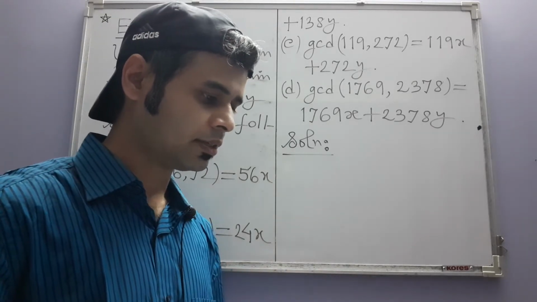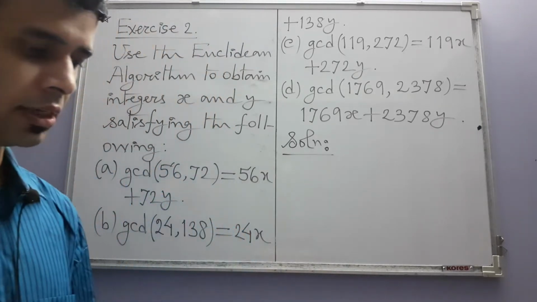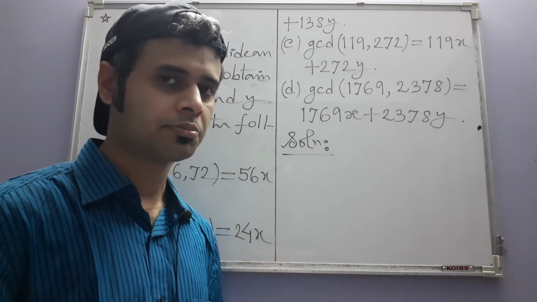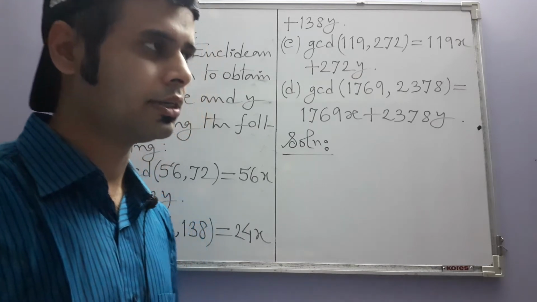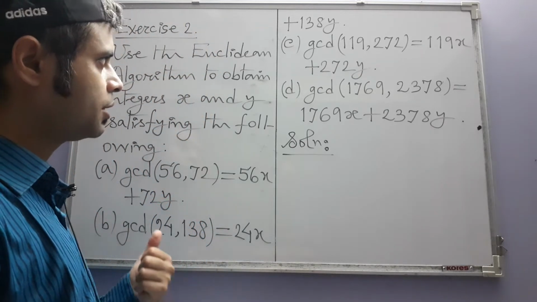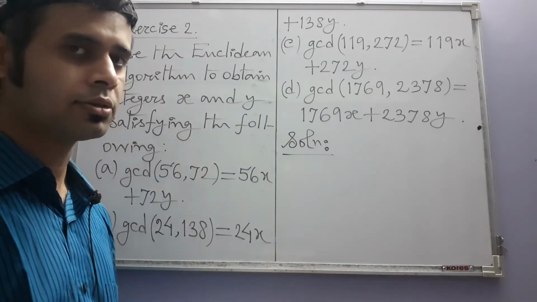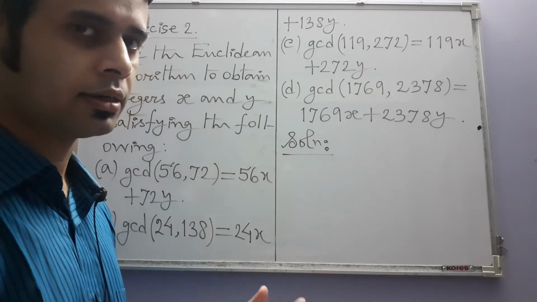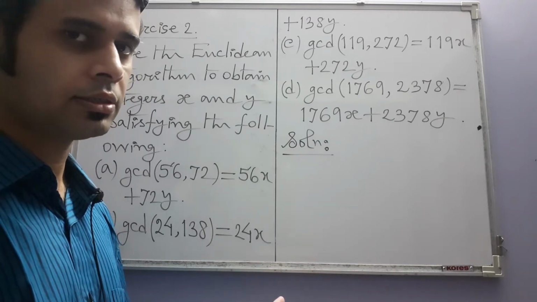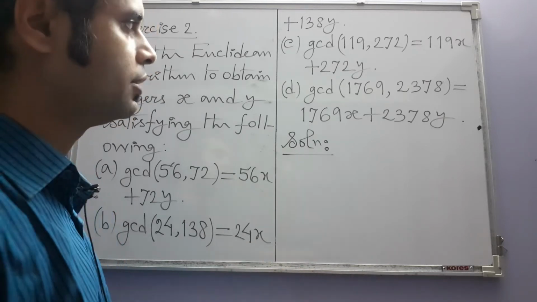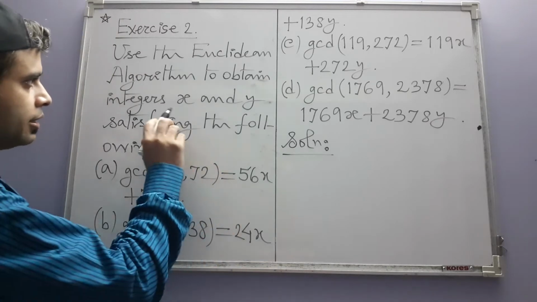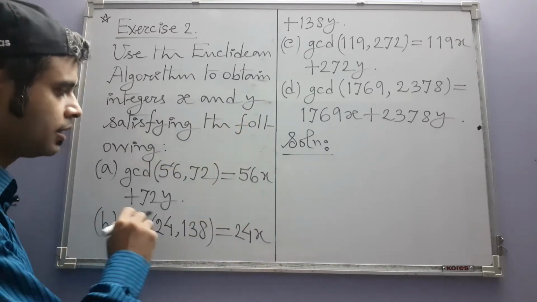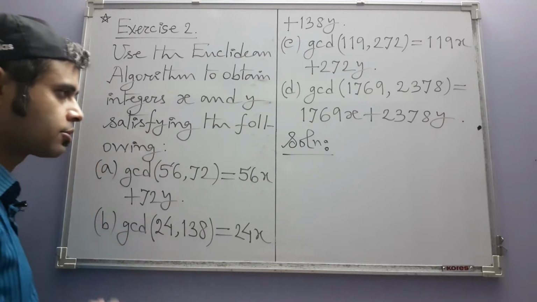Right, the next one is exercise 2. The first exercise we already solved in the previous video, and it was about finding out GCDs using the Euclidean algorithm. Here also we have to apply the Euclidean algorithm, but not just to find GCDs, but going one step further and expressing the calculated GCD as a linear combination of the given integers. That is, finding these integers x and y which satisfy this equation. So here we have 4 parts. So let's see the solution.